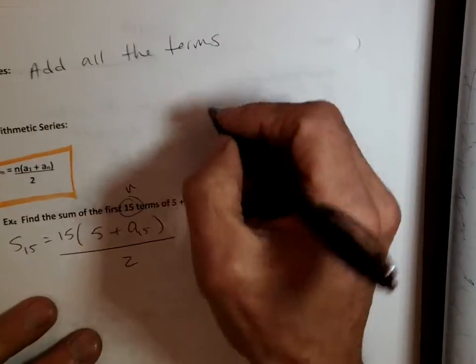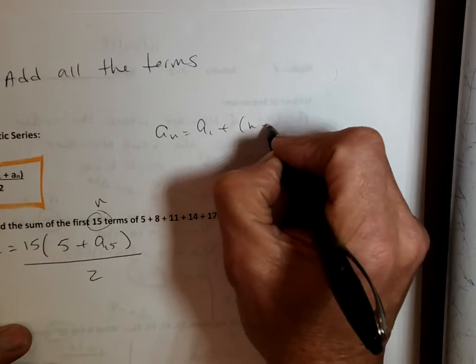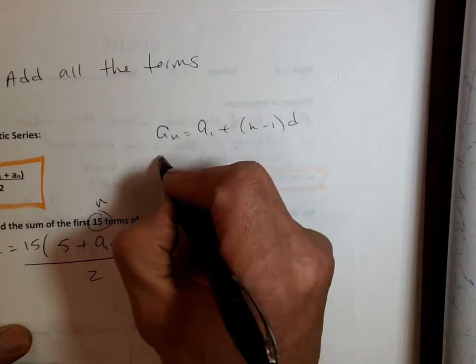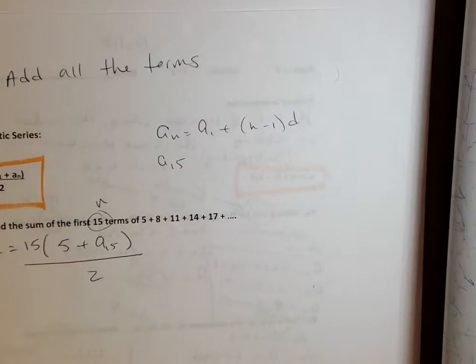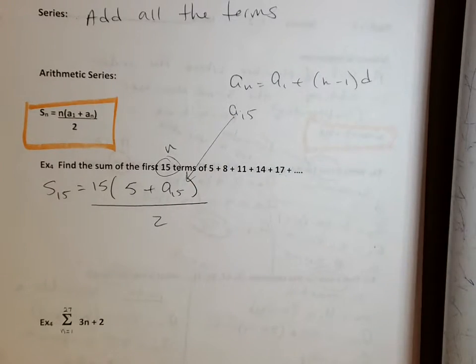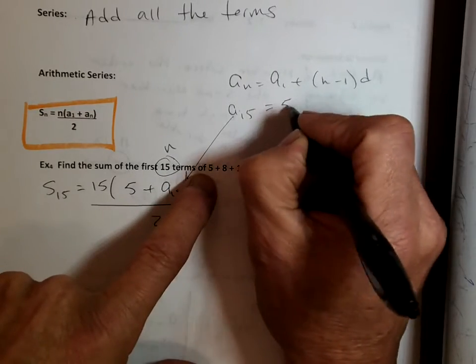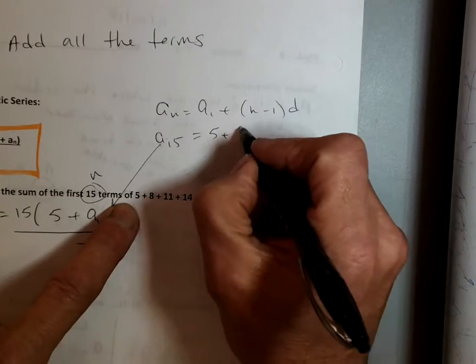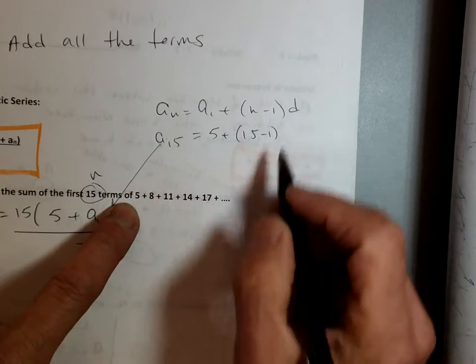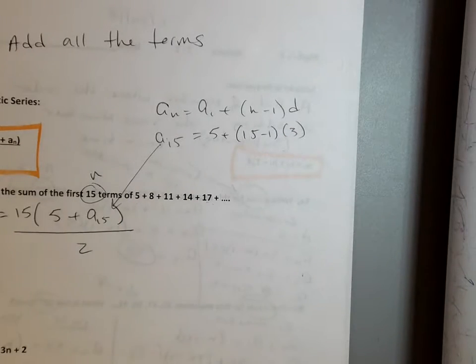So if I use my A of n equals A1 plus n minus 1 times d, I can make A of 15 and then plug it in. All right, I can do that. So A1 is 5. There are 15 terms, and the difference is 3, right? If I use my calculator, that is 47. 47. Thanks, Ben.